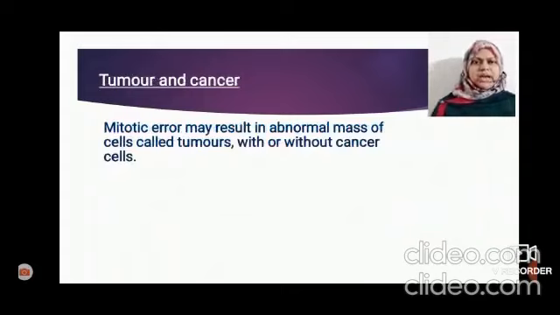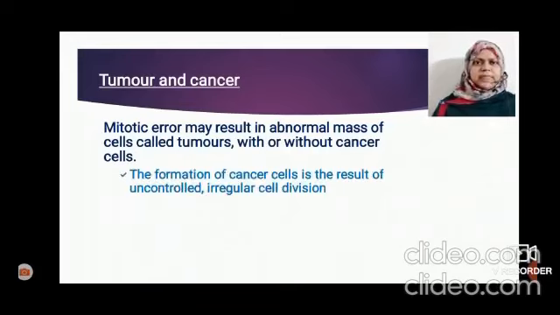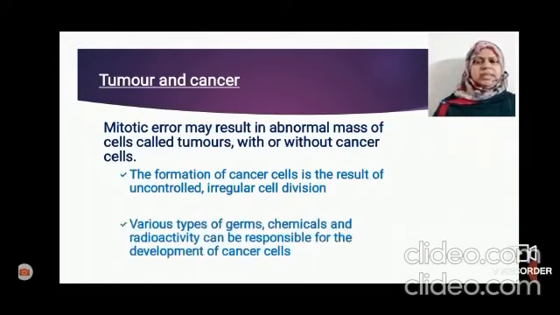Now, tumor and cancer. Mitotic error may result in abnormal mass of cells called tumors, with or without cancer cells. The formation of cancer cells is the result of uncontrolled irregular cell division. Various types of germs, chemicals, and radioactivity can be responsible for the development of cancer cells.